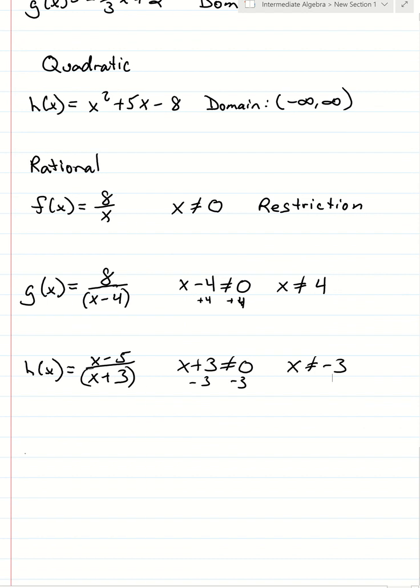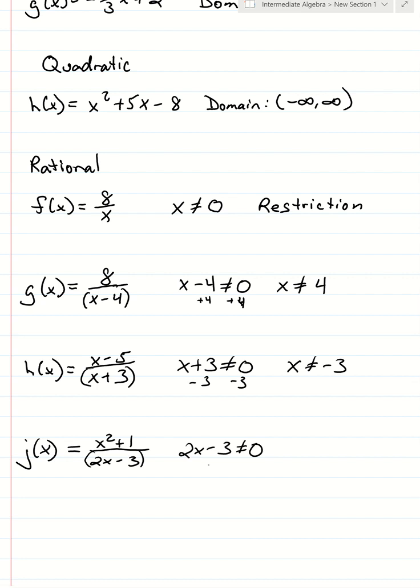Let's just try one more. Let's say j of x is going to equal maybe x squared plus 1 over 2x minus 3. Now, once again, we don't concern ourselves with the numerator x squared plus 1. What worries us, what causes restrictions, is the denominator. 2x minus 3 can't equal 0. Always set the denominator not equal to 0.